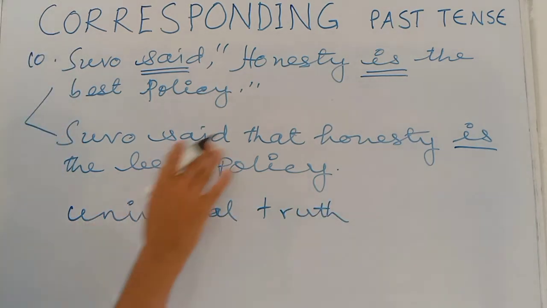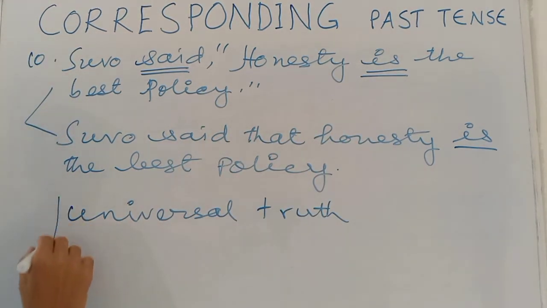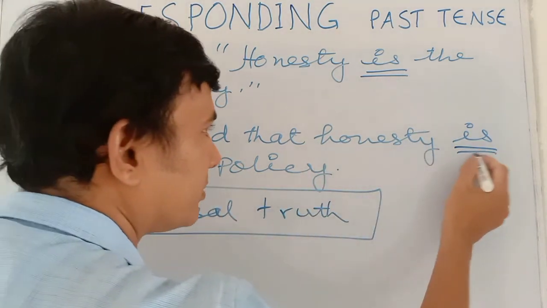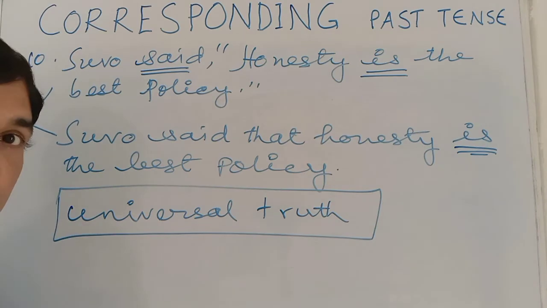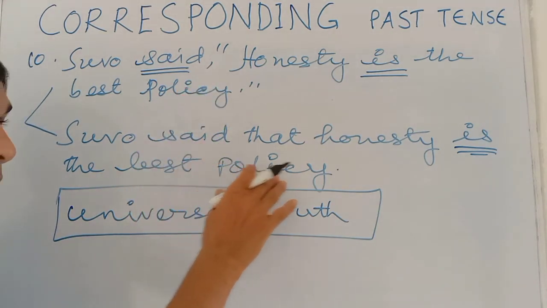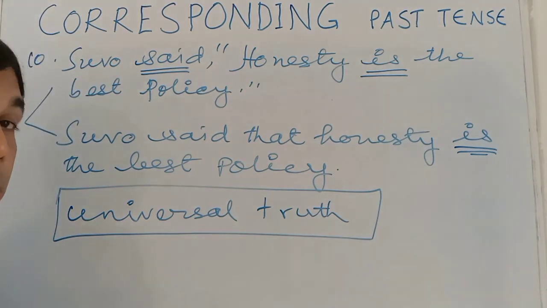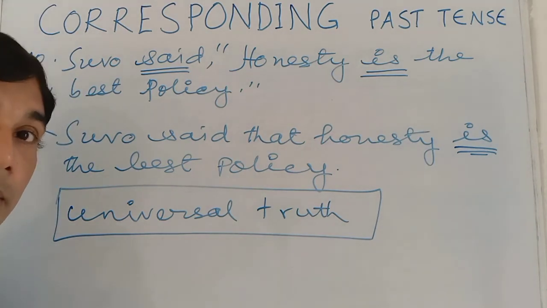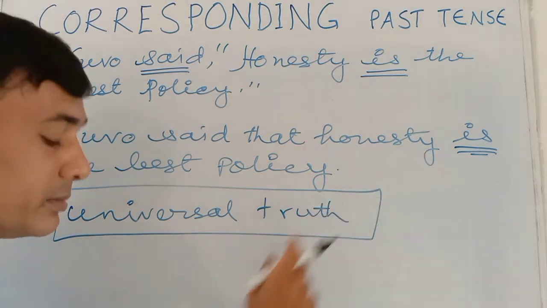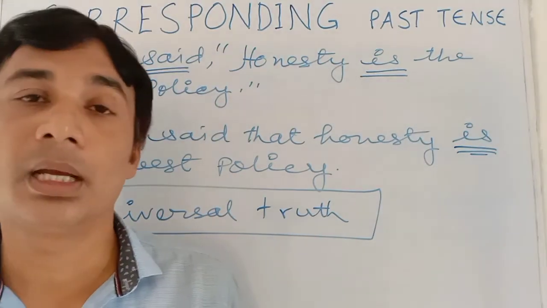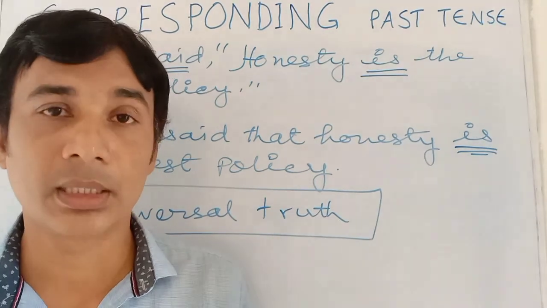So remember, when the statement is a universal truth, we must not change the verb in indirect speech. Direct speech to indirect speech, when the speech denotes any universal truth, we must not change the verb. In this way, we must remember what is corresponding past tense, and we must start talking in English.